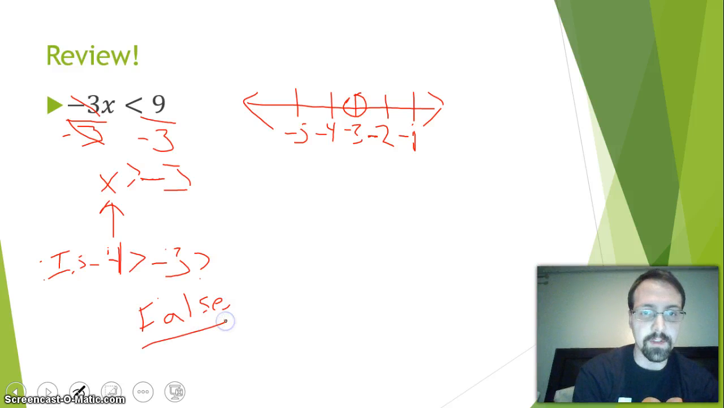False. Since it's false, then we shade away from the negative 4. So we're going to shade towards the negative 2 and the negative 1. So we're going to keep on going with that. There we go.